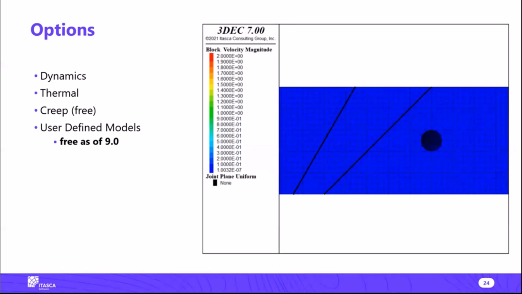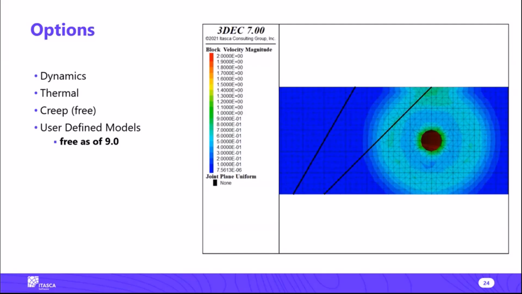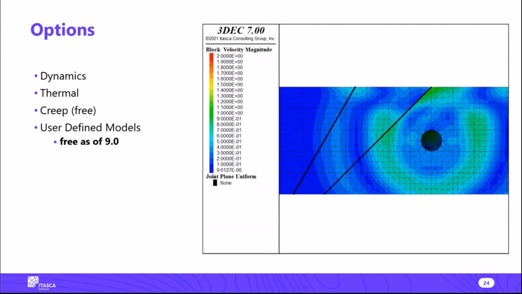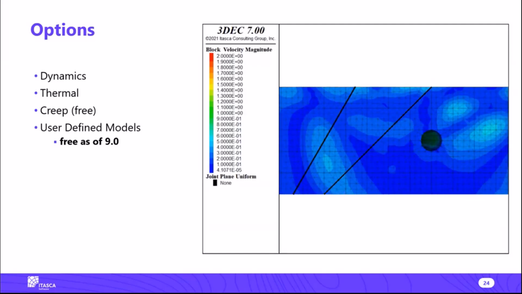Okay, and then on top of the basic features, we also have options. These are traditionally things that you would pay extra for and buy an option. One of them is dynamics. Let's see, this is a movie, I think. Yeah, so you can look at things like wave propagation and reflections off the joints and the surfaces and things like that. This is useful if you're trying to simulate an earthquake or potentially a blasting type of scenario, something like that.